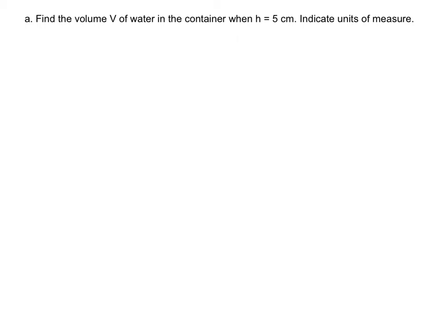Part A. Find the volume V of water in the container when h equals 5 centimeters. Include units of measure. The equation that they gave us in the previous slide said that the volume of a right circular cone is 1/3 pi r squared h. We are trying to solve for volume, and we know that h equals 5, but we don't know what r is.